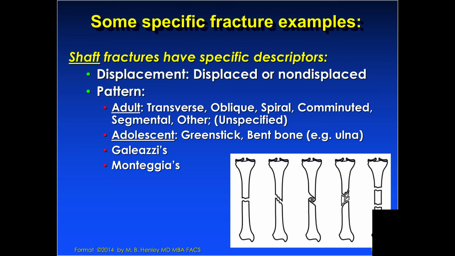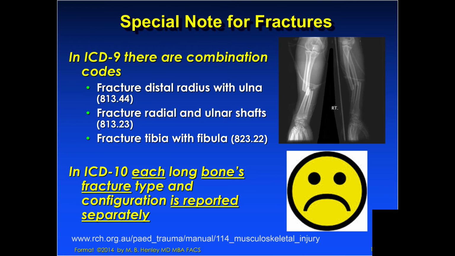So these are all increased interpretation of your imaging. There are combination codes in ICD-9, as I said, for radius and ulnar fractures, tib-fibs. Now each long bone's fracture type and configuration is reported separately. You may have one fracture that's open, for example, the ulna, while the radius is closed.